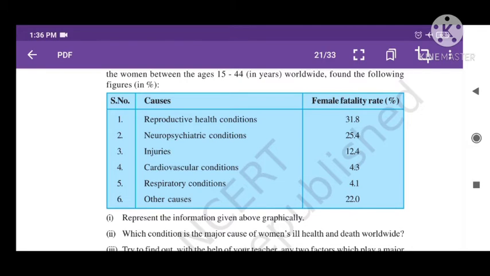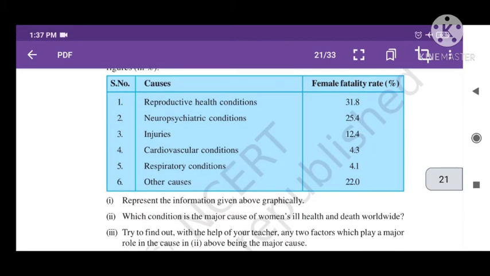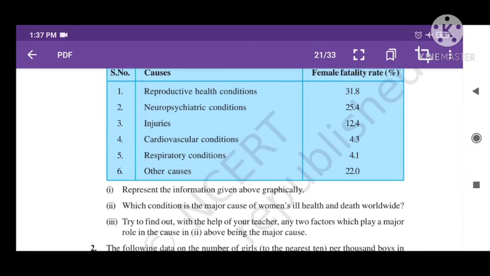Neuropsychiatric condition 25.4 percentage, injuries 12.4 percentage, cardiovascular condition 4.3 percentage, respiratory condition 4.1 percentage, and other causes. So many causes are there. So we take other causes as 22 percentage. What we need to find out first is to represent the information given above graphically.